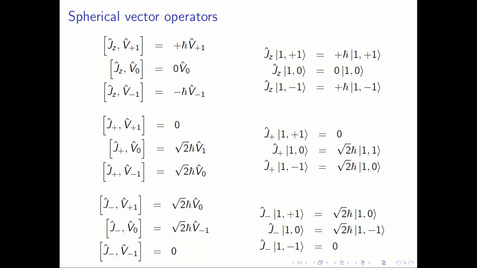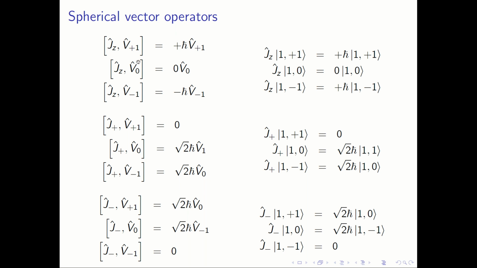So there is an uncanny similarity between jz's action on the states 1 1, 1 0, 1 minus 1. There are 3 of them, of course, and these 3 operators, v plus 1, v0, v minus 1, how they respond when you commute them with jz and j plus and j minus. The similarity, of course, is total, except for the fact that here is an operator acting on a state, and here you are taking a commutator between 2 operators.